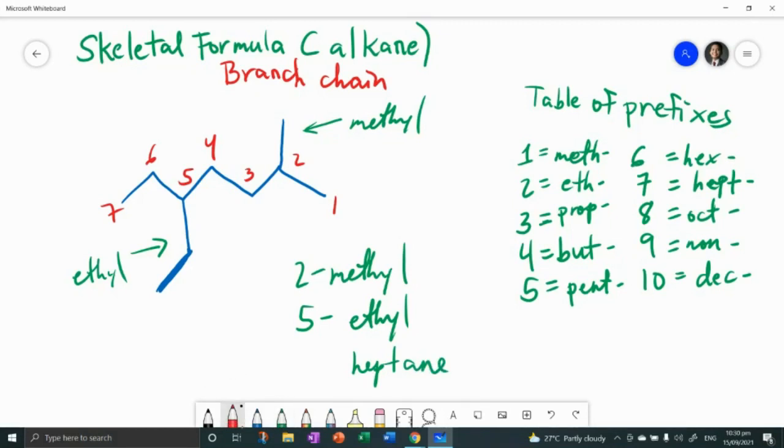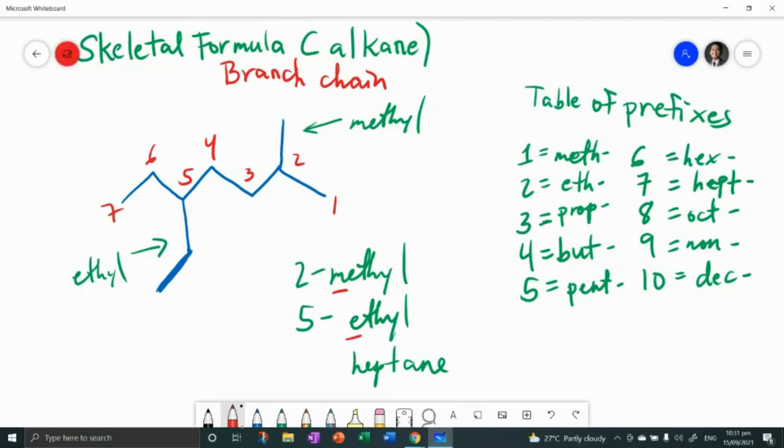Kailangan i-prioritize natin yung pagpapangalan. Alin ang mas nauna? Methyl or ethyl. By the way, yung heptane hindi po siya kasama dahil ipapangalan na natin siya sa mismong dulo ng name ng compound. Malalaman natin later on. So, unahin natin yung 5-ethyl. Bakit po 5-ethyl lang nauna? Eh, mas maliit na, mas nauna ang 2 kaysa sa 5.